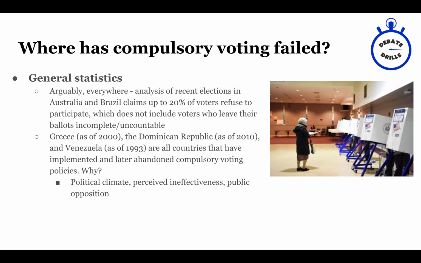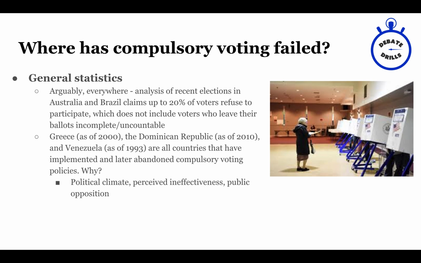And now let's talk about where compulsory voting has failed, right? So obviously the vast majority of democracies don't have compulsory voting, but there are actually a number of states that at one point had compulsory voting and got rid of it. So general statistics, arguably you could say that compulsory voting fails everywhere, right? But that's not the point of the resolution. We're having a debate about it.